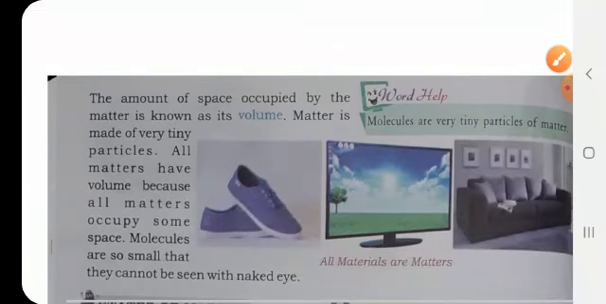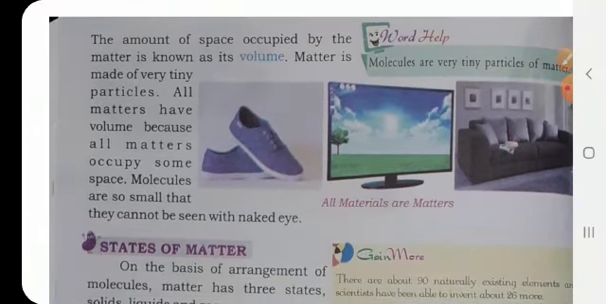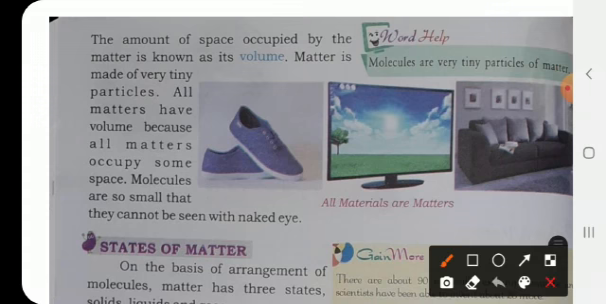Let's see what is the volume of a matter. Now, how do we understand the word volume? It is the amount of space. So, actually, what is volume? Volume is the amount of space occupied by the matter is known as its volume.